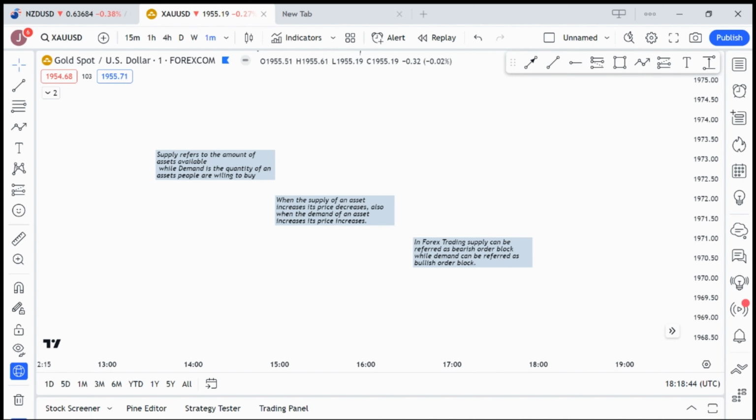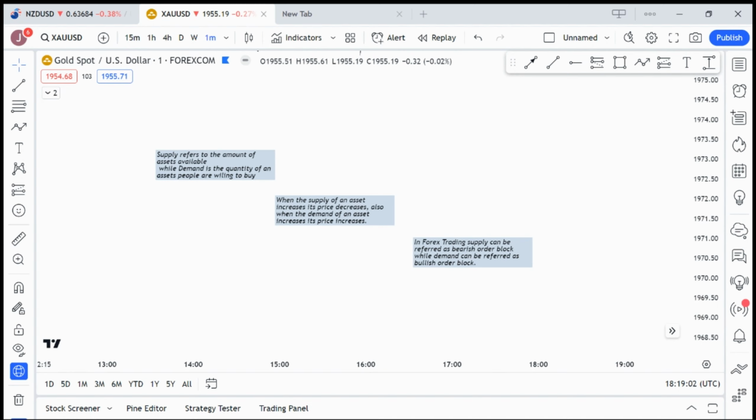My stop loss pips don't exceed 20 pips, max 20 pips. So I use SMC. Now I'm going to teach you how to understand this SMC, supply and demand basically.